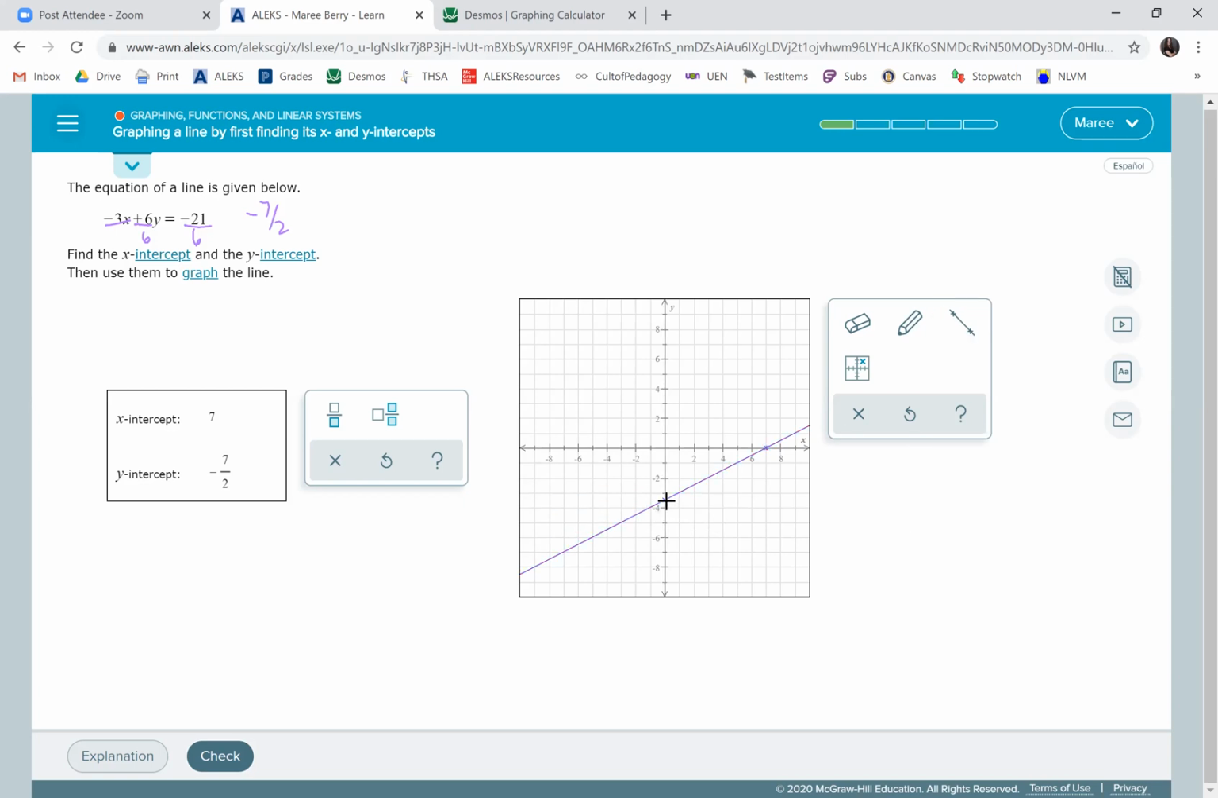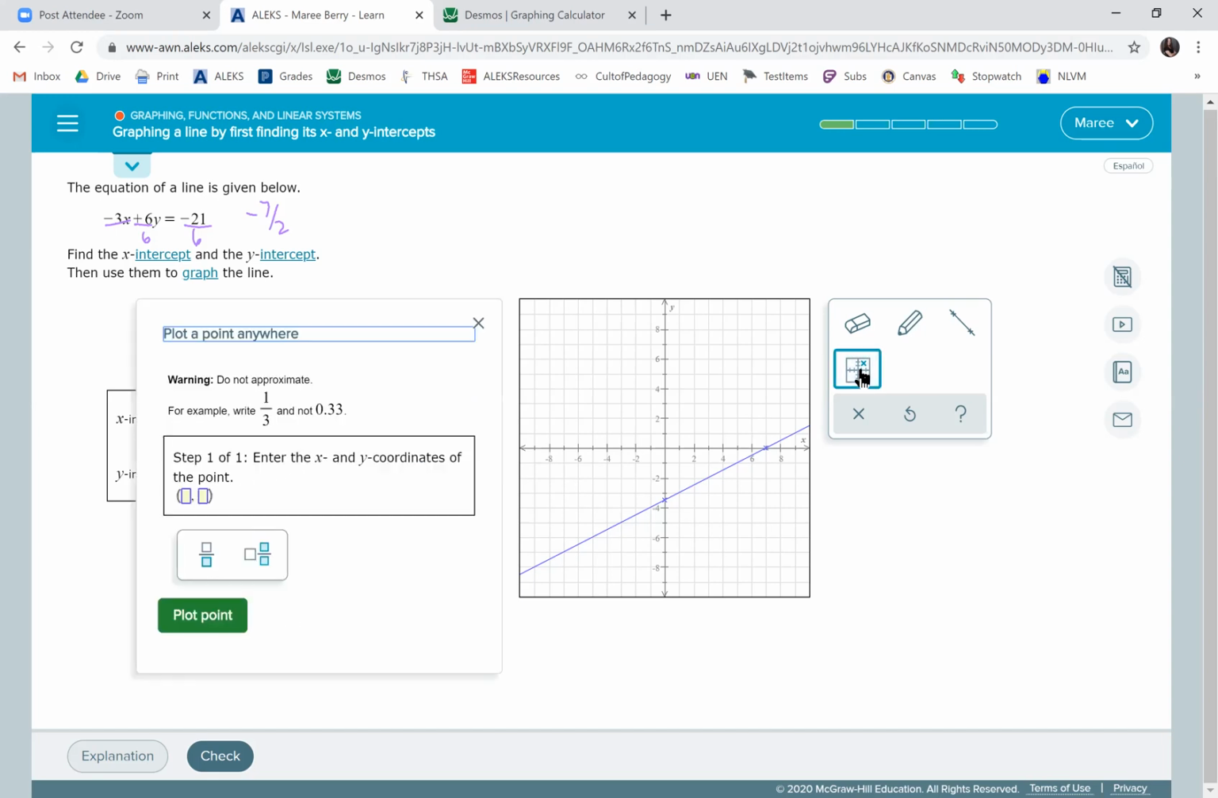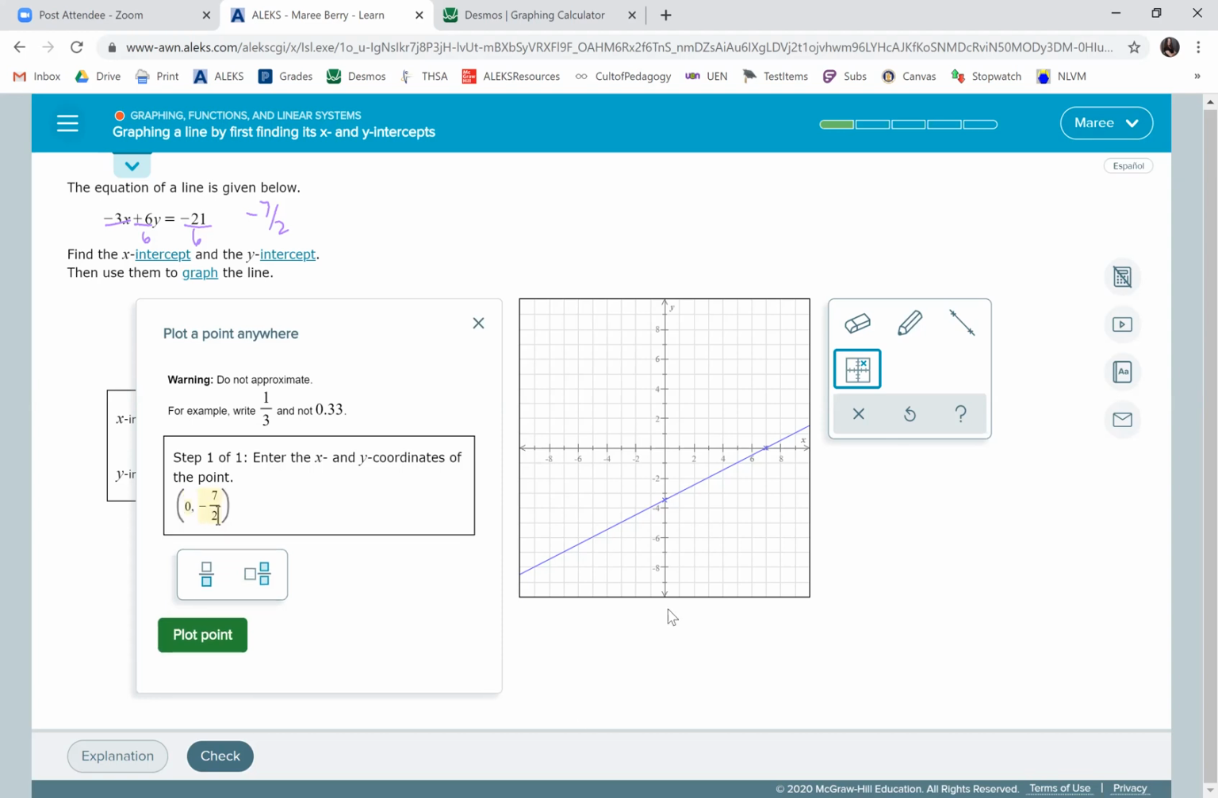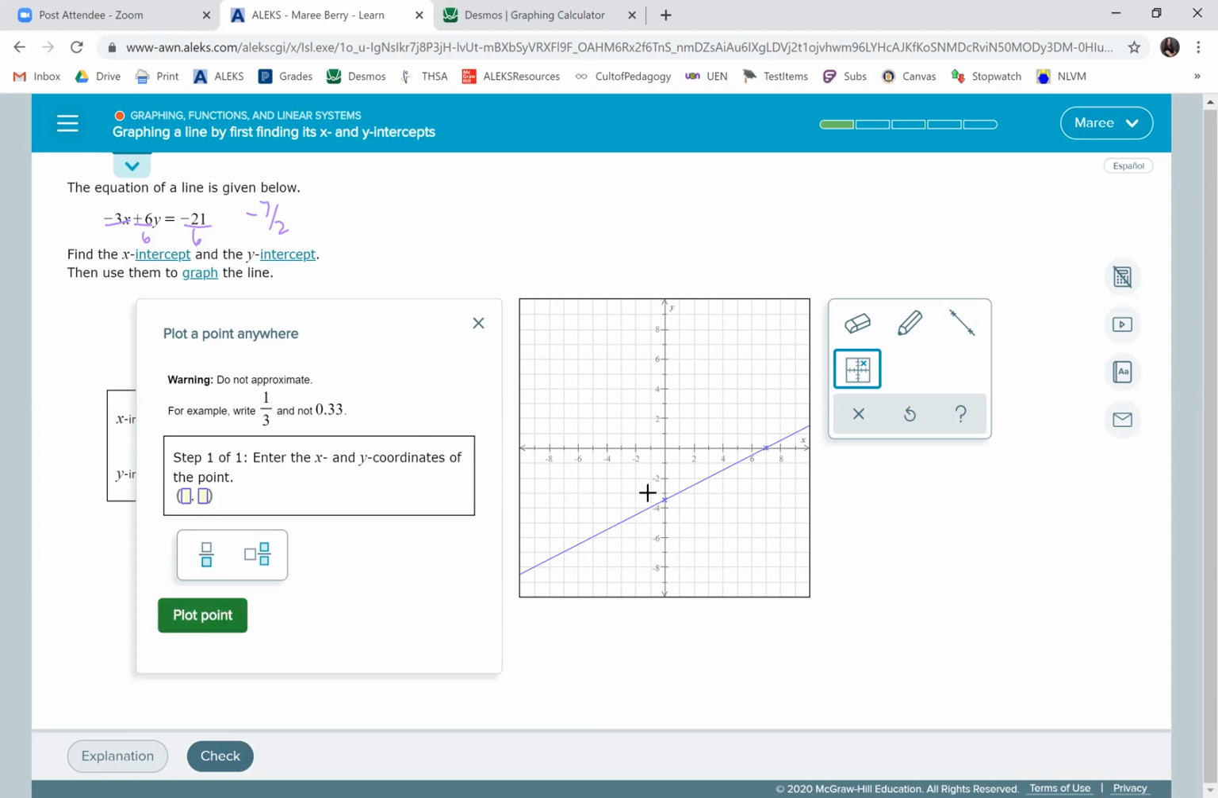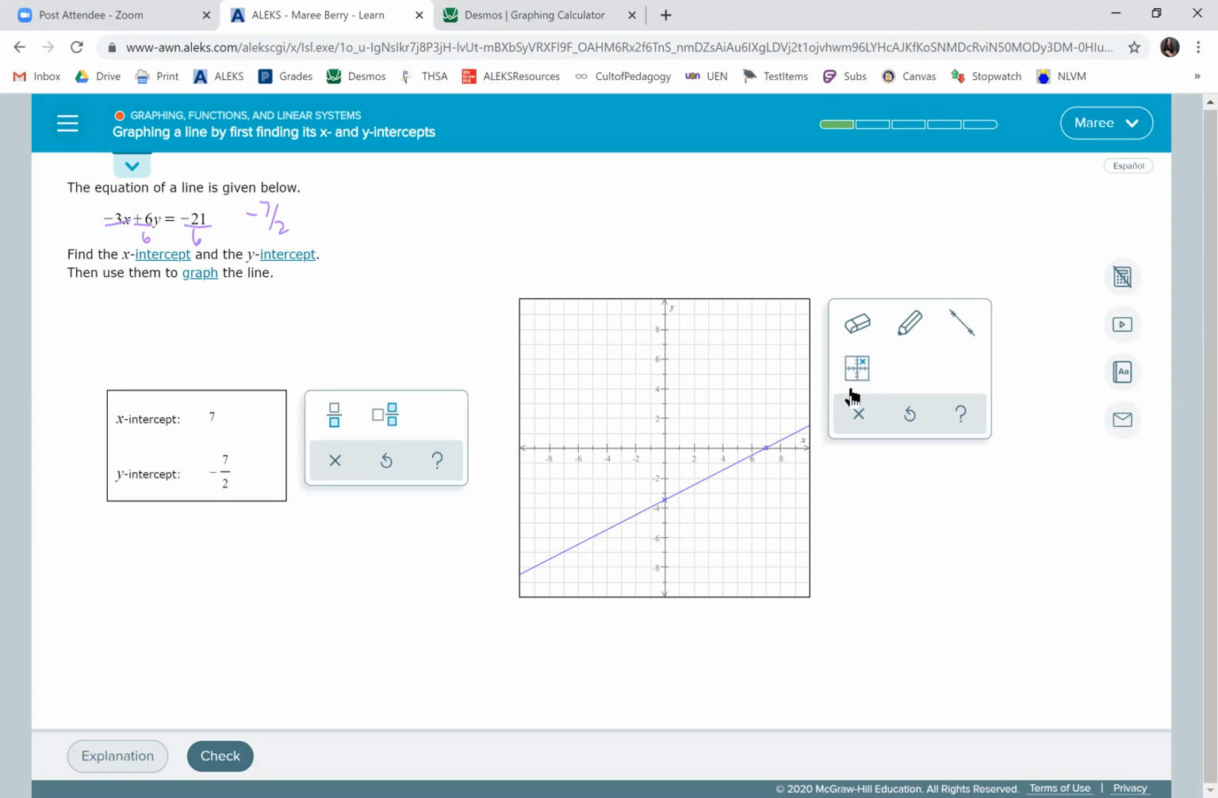If you're worried about typing that in for the y-intercept, you could use this little point thing and put 0, and you could put -7/2, and they put it right there. If I said plot point, it's there already because I already plotted it. But you can use this to plot a point if it's not an integer. If it's a fraction, you can use this. So anyway, it actually let me do halfway, I think.